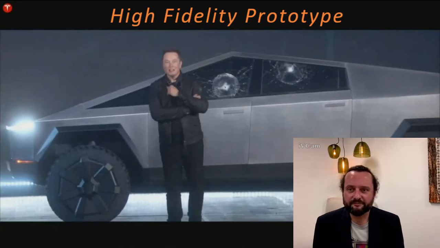Building such a high fidelity prototype, a physical car, took the whole engineering and prototyping department from Tesla at least 6 months, probably more, closer to 12 months time. That's a long time to wait for.